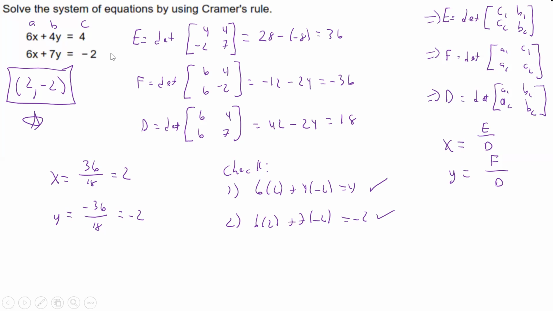Okay. Again, this is simple when it's 2 by 2 matrices. That's going to be an easy one to do for our determinants for Cramer's rule.